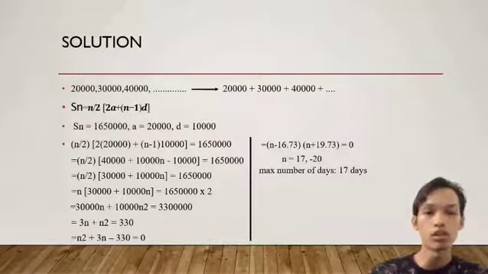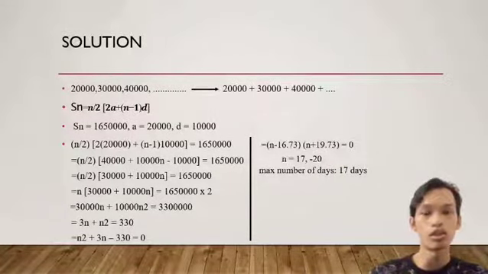The formula for this case that we will be using is Sn equals n over 2 brackets 2a plus n minus 1 times d, where Sn will be 1,650,000, a will be 20,000, and d will be 10,000. If we put the numbers in the formula, we will get n over 2 brackets 2 times 20,000 plus n minus 1 times 10,000 equals 1,650,000.